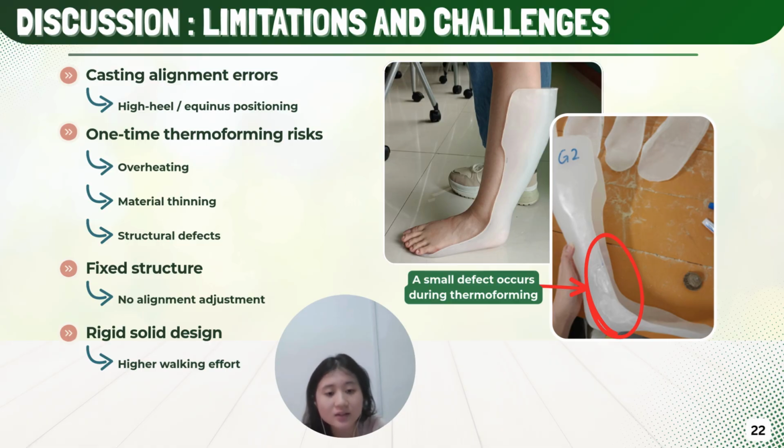Once fabricated, the AFO also lacked adjustability, making alignment correction difficult without remanufacturing. Finally, the inherent rigidity of a solid AFO may increase walking effort compared to a dynamic design. Then I will pass to the next member to continue the presentation.